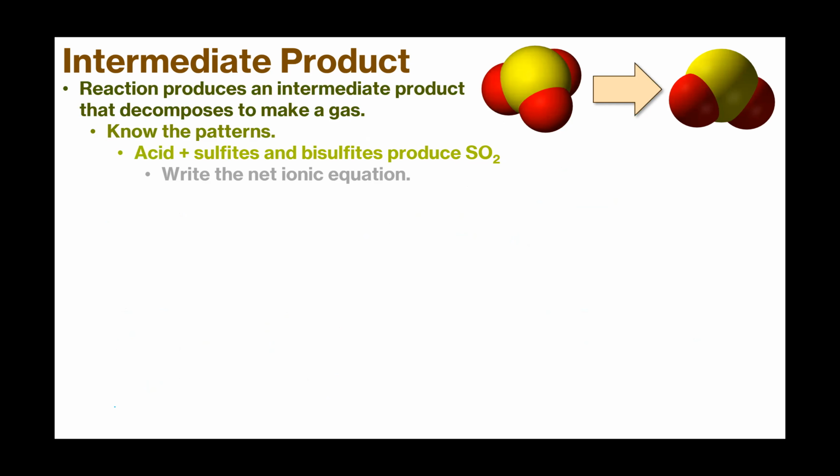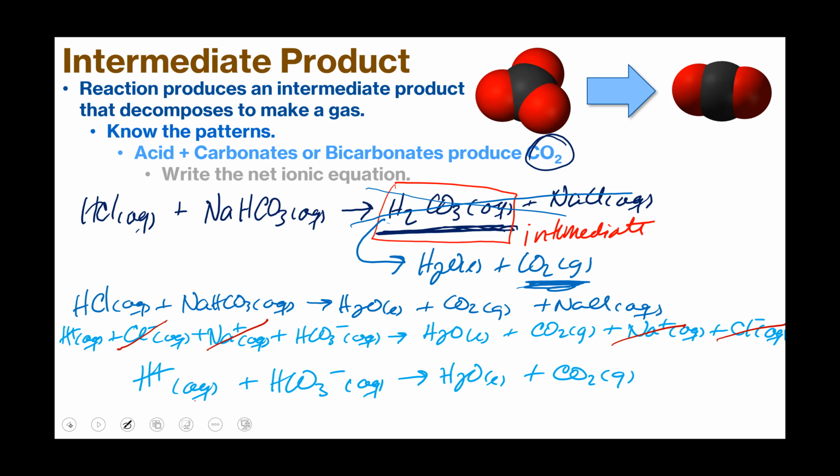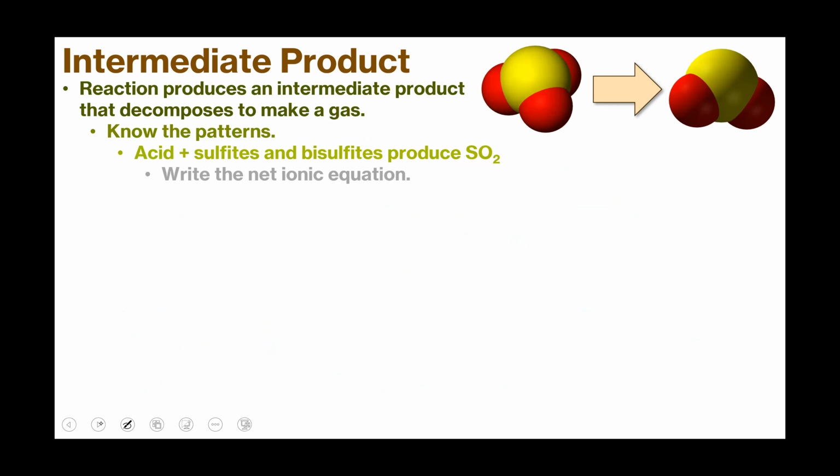If we have sulfites and bisulfites, we're going to get SO2 gas. Okay? This works the same way the other one did. We could literally take all of the work on this slide, replace all the carbons with sulfurs, and everything is exactly the same. Okay, but let's look at a different example so we can see it.